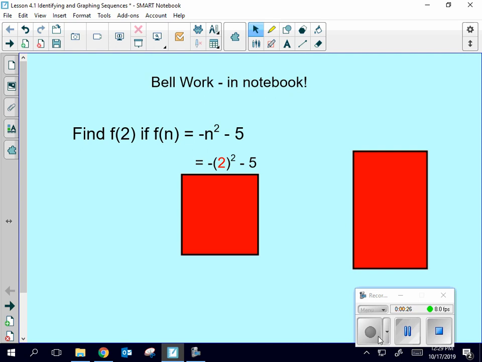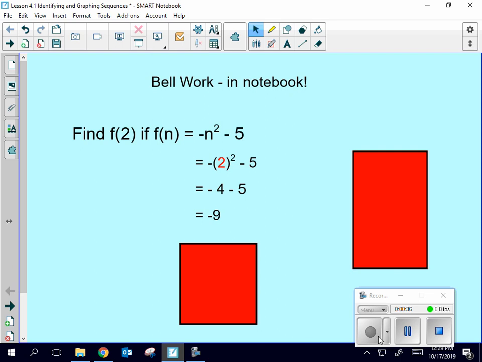So we don't square a negative. The negative is not something being squared. So the 2 is going to be squared, which gives me 4. And of course I have to make it negative, and then I subtract 5 to give me a negative 9.